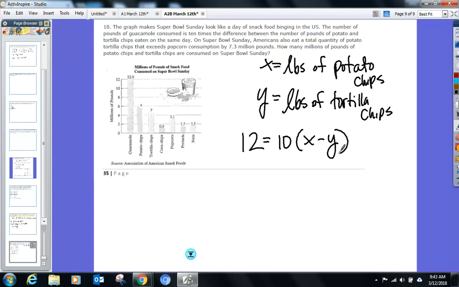Second one, Americans also eat a total quantity of potato and tortilla chips. All right, so what are we going to write for that one? A total quantity of potato and tortilla. X plus Y. That exceeds the popcorn consumption by 7.3. So this total is equal to popcorn. What's popcorn? 3.1. And it exceeds that by 7.3. So exceeds tells me plus 7.3. Yep. Okay, so this total here exceeds the popcorn by 7.3. And there are your two equations now I get to solve.